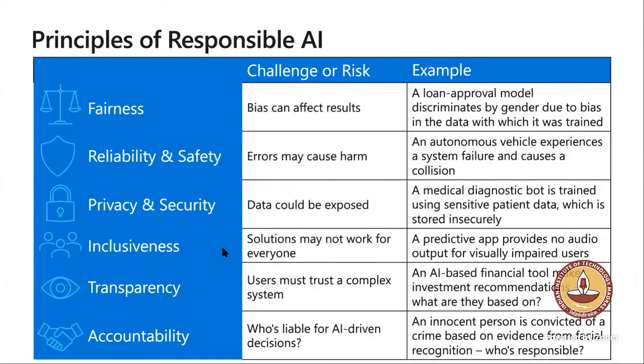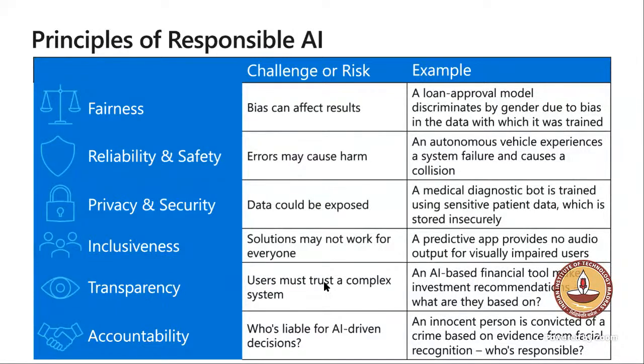We use inclusiveness. What is this? Predictive app provides no audio output for visually impaired users. I mean, if you are making a predictive app where you scan an image, and it will just show you "Apple" but it won't speak out "Apple," then we are basically not including people who have visual problems. That's not a good thing, right?